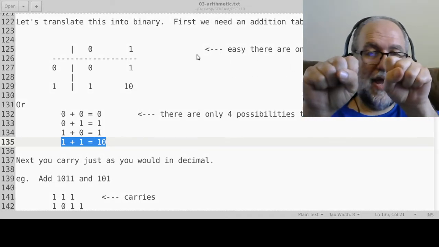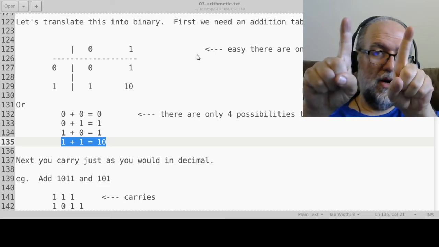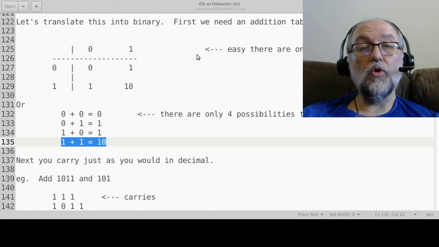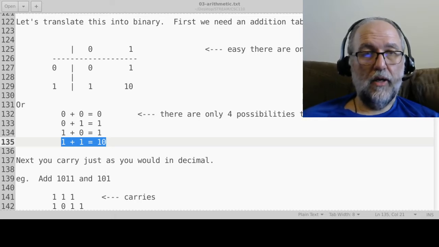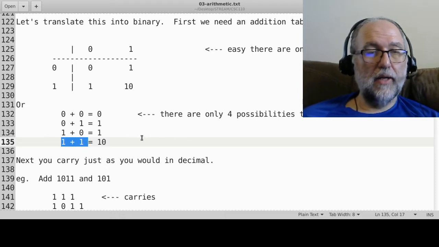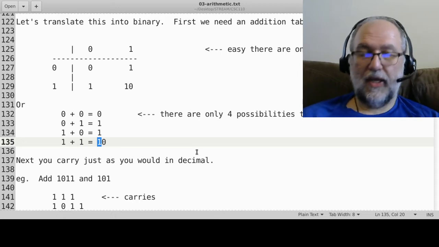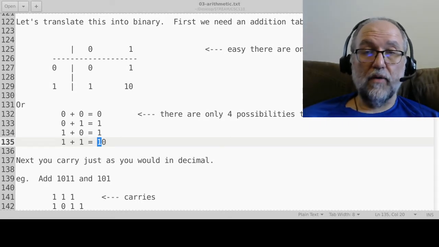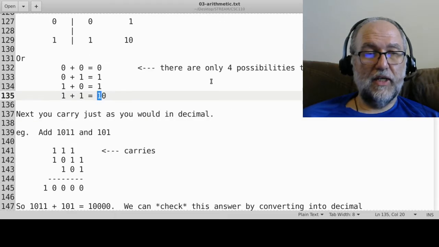With my hands, there's 1 and there's another 1, and I put them together, and now I have decimal 2 but binary 10. So there is a carry. If I'm in a situation where I have to do 1 plus 1, I would have 0 carry 1. So you'd have to carry, but the rest of it still works the way it does in decimal. Now we can start with our first addition.